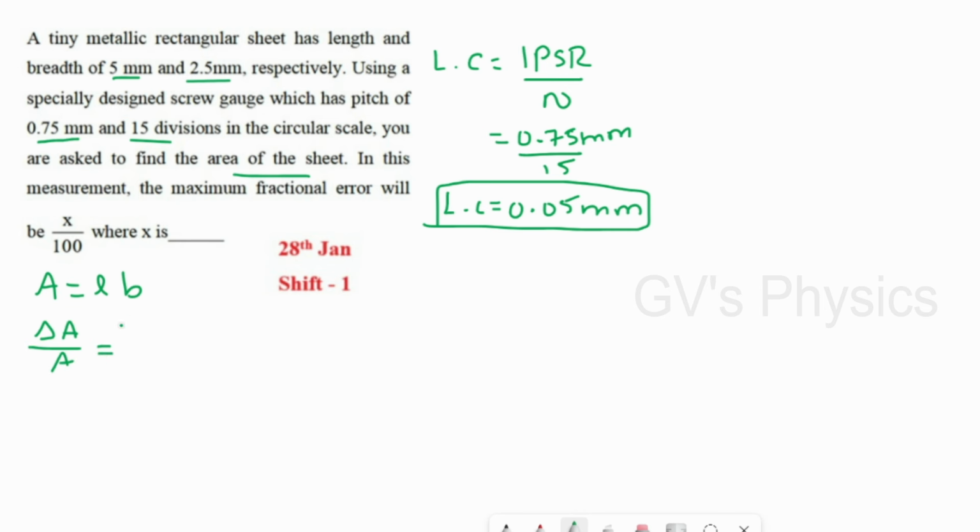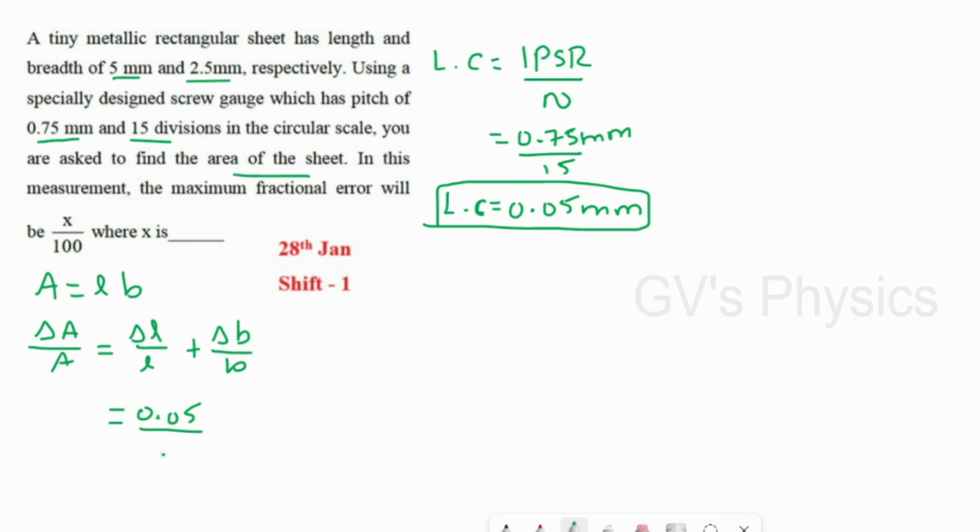That is equal to, in the place of L, del L by L, and in the place of B, del B by B. Okay, so now we can substitute the value. They didn't give the error for length, so because of that, we can take the least count as its error. So we can substitute 0.05 millimeter.